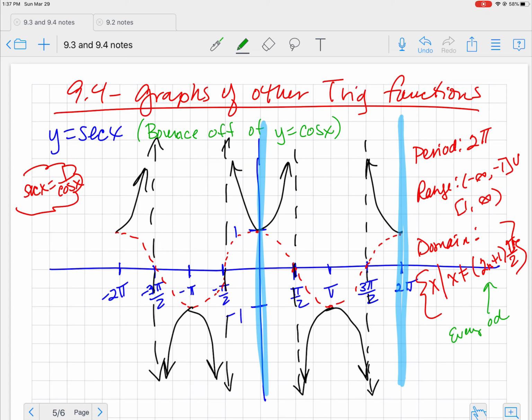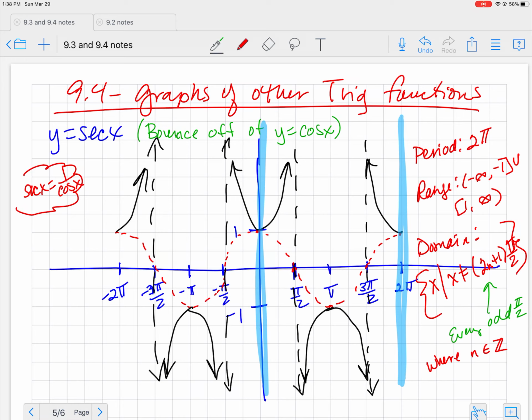Because what I'm actually doing is saying every odd pi over 2. That's what this means. So let's do a little side note here. This is every odd pi over 2. So the 2n plus 1 means odd. So every odd pi over 2 that we have.